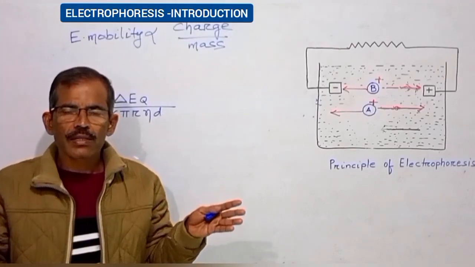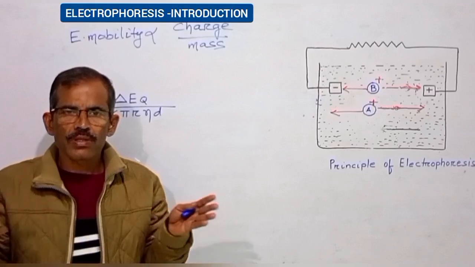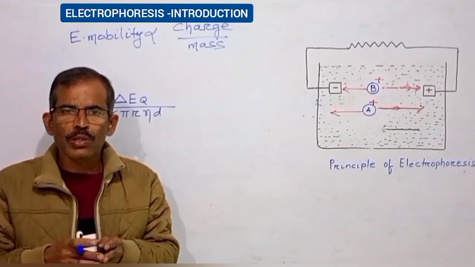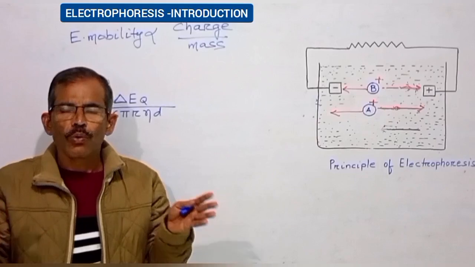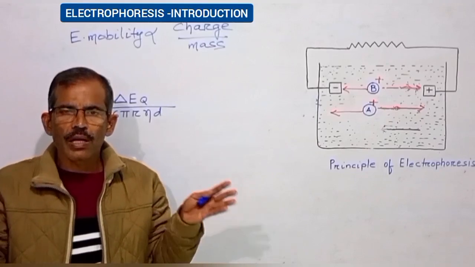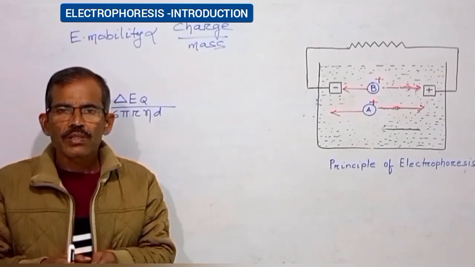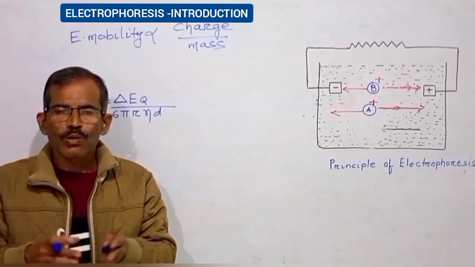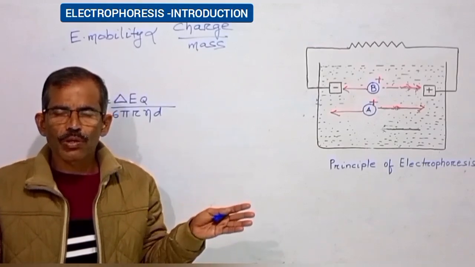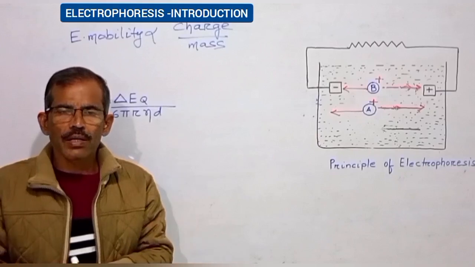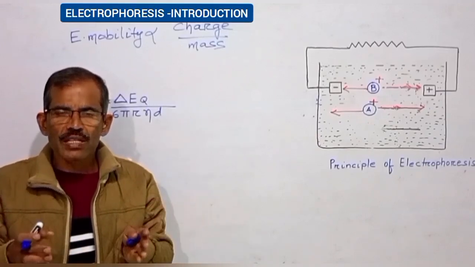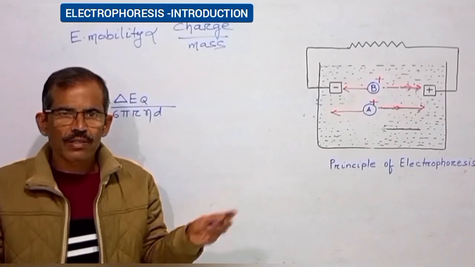Taken together, these differences are sufficient to ensure the differential migration of molecules when subjected to an electric field. This is the basis of electrophoresis. Based on this differential migration, molecules can be separated on the basis of their shape, size, and net charge.